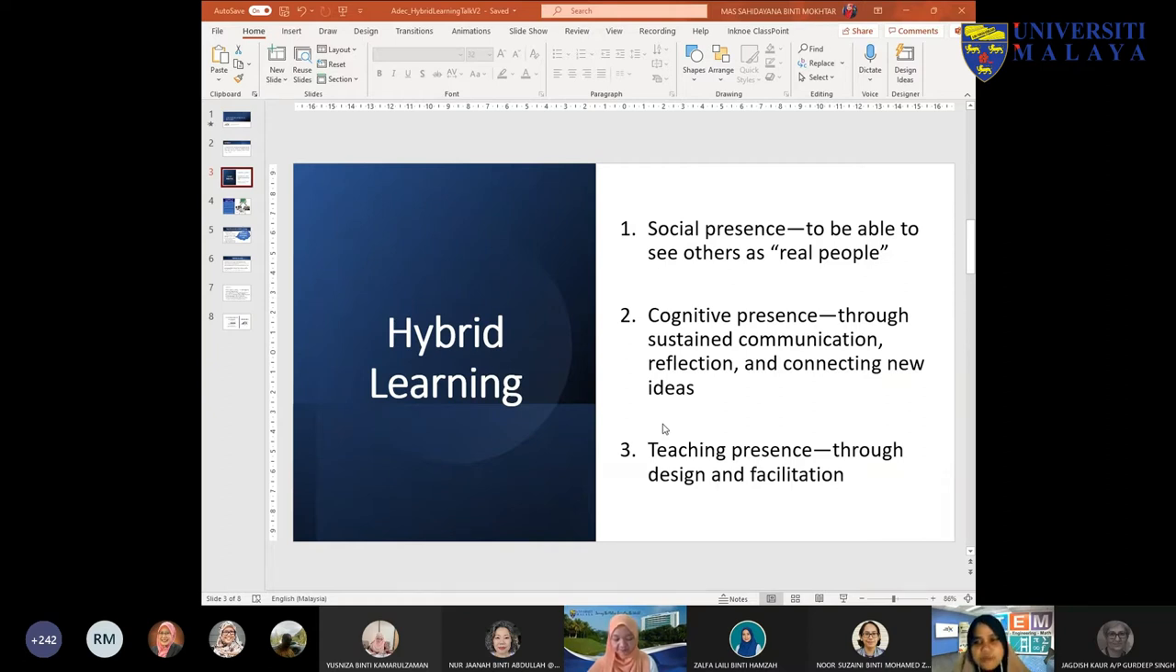And number two, both students, not only the physical but also the online students, need to have their cognitive presence. It means that they have to be able to understand what we are teaching, be able to communicate with us, and come up with new ideas, to show that they understand and that they are inside the course, without only being there, turning off the camera, and just listening.